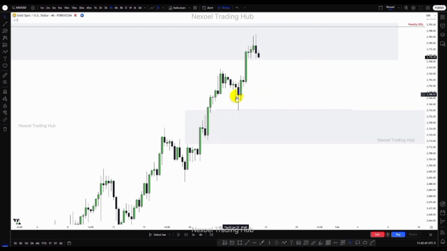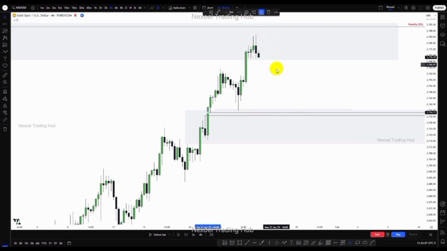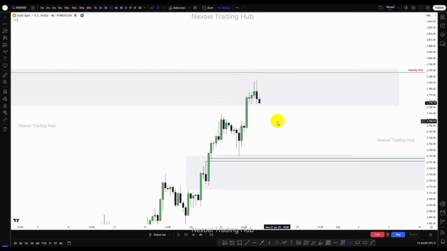And below the sell side liquidity, we also identify from the daily time frame that we have this fair value gap, where we can also find the bullish order block in the 4-hour time frame. So we can see we have this fair value gap also.